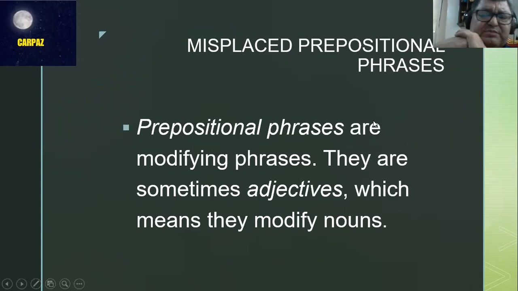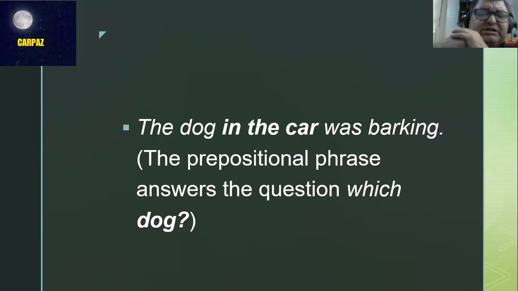Let's see the case of prepositional phrases when they are misplaced. We already know that prepositional phrases are modifying phrases. They sometimes work as adjectives, meaning that they will modify nouns and pronouns. Let's see the example. The dog in the car was barking. The prepositional phrase answers the question, which dog? Obviously, the dog that is inside the car, right? If you can see, in the car, by law of proximity, is very close to dog.